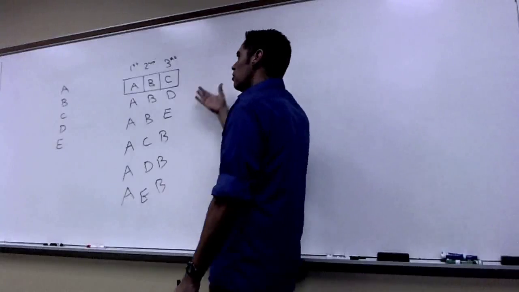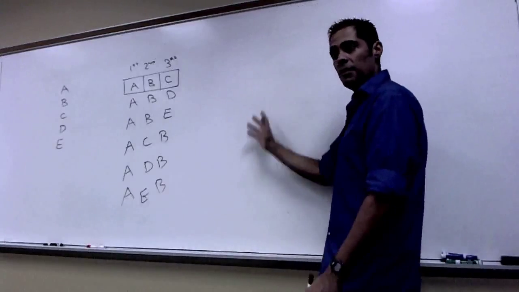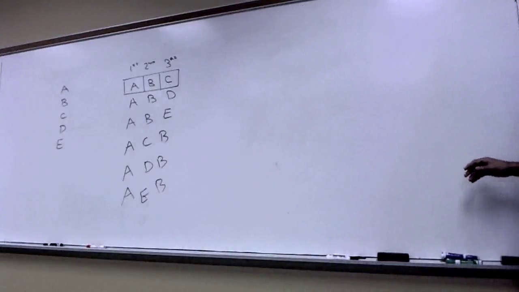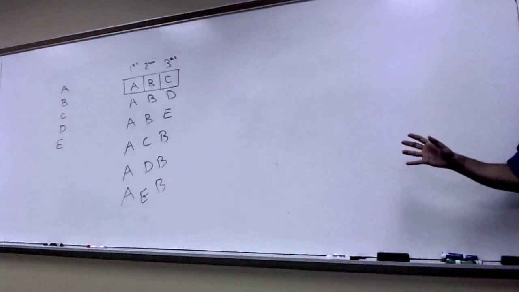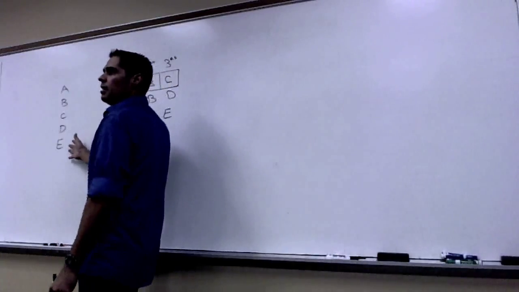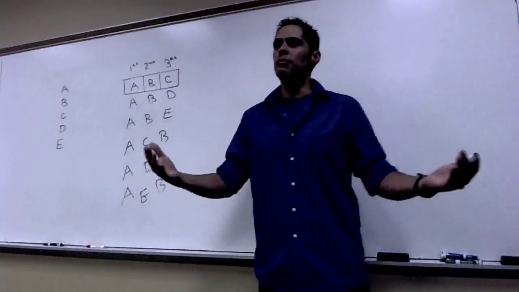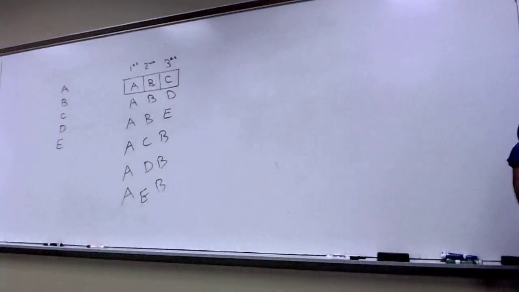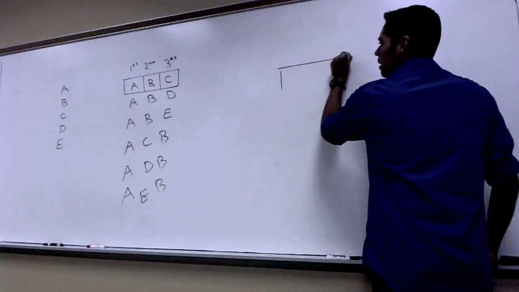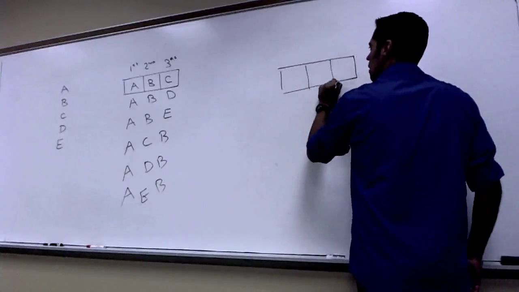Understand? So now you do B in first place, and then all the different things, and then C in first place, and then D in first place, and then E in first place. And that would be tedious, right? Especially if this was maybe 20 people in a race, and they gave awards first through fifth place, right? It becomes more challenging.